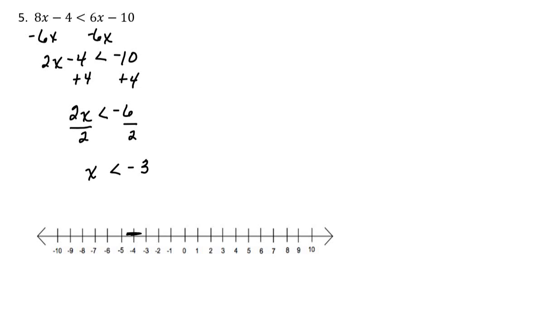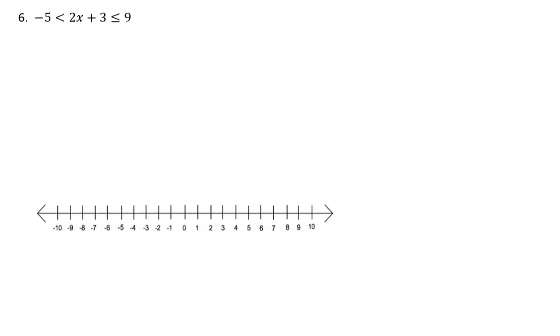So I'm shading to the left of -3. And I'm going to have a parentheses there at -3. Now when I write my interval notation, remember I'm using my graph to help me, and I'm going from left to right. So as far left as I go is -infinity. So that's the first part of my interval notation. And then -3 is as far right as I go, and there's a parentheses at -3.